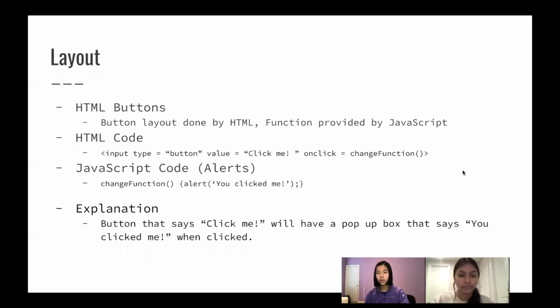So here's a quick recap of the last meeting for HTML buttons. The general layout of HTML buttons is that setting up the button is done by HTML, while the function is coded for in JavaScript. Listed below are the HTML and JavaScript code for a button and producing alerts on a web page. The example here basically codes for a button that says click me, and it opens up a pop-up box that says you clicked me when clicked.